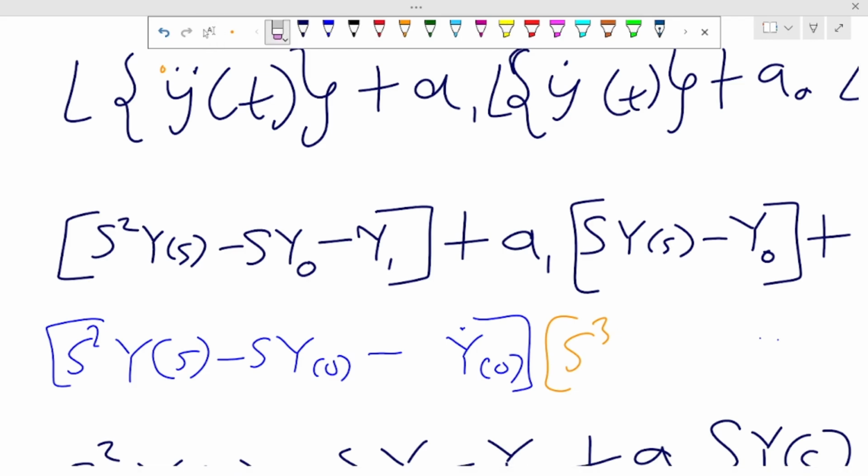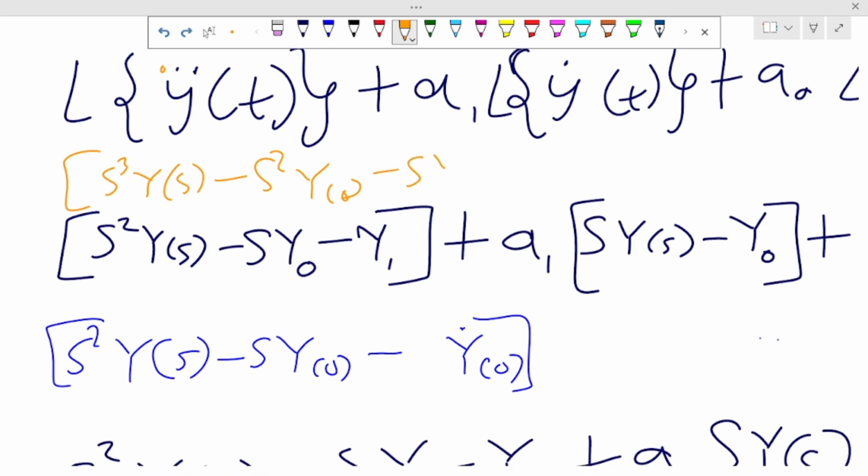Let me put that somewhere safe for the eyes. Assuming we had 3 dots, it would have been s raised to power 3 Y of s minus s raised to power 2. Then we'll now have, no, the first one doesn't have a dot. The first y0 has no dot. Then we'll now have s. Then we'll now have dots. Then we'll now have minus y dot dot 0. Are we seeing the process now?